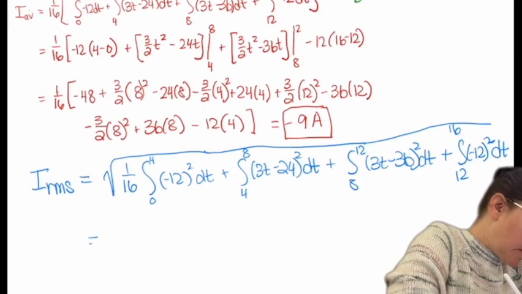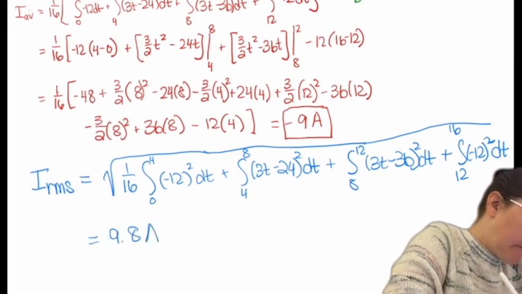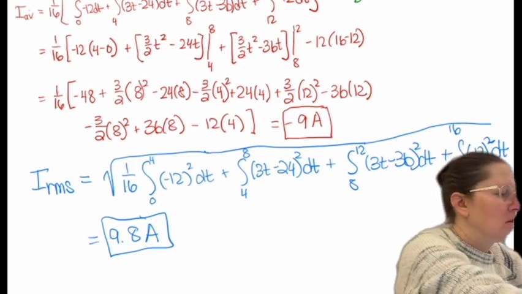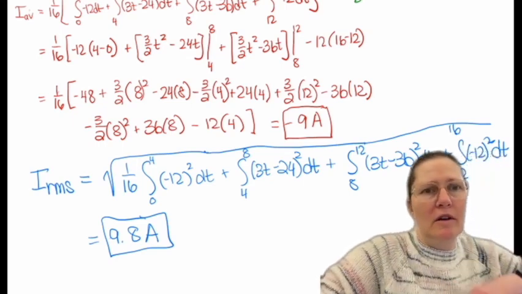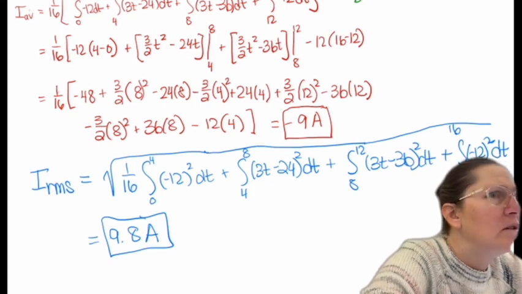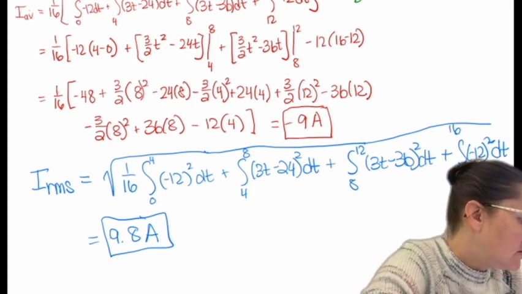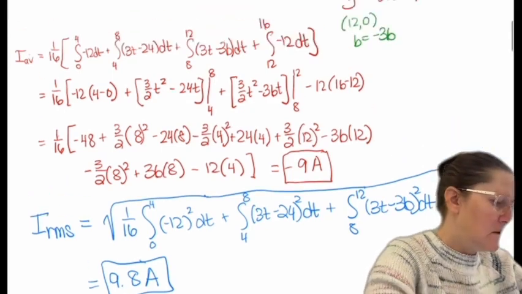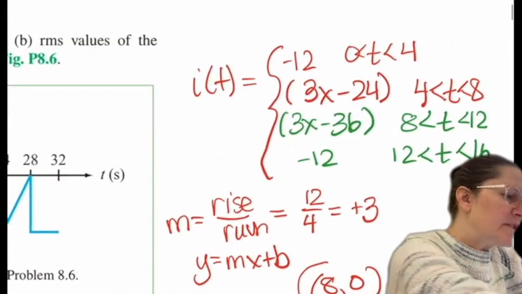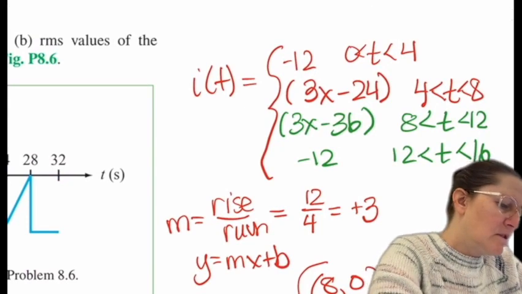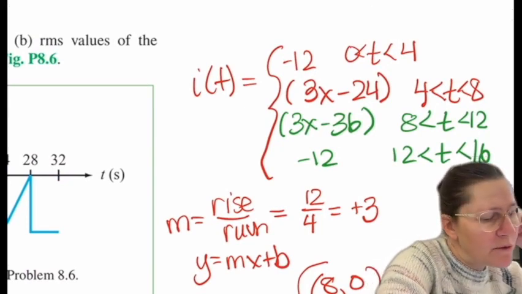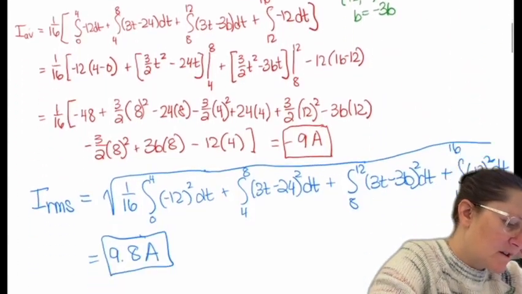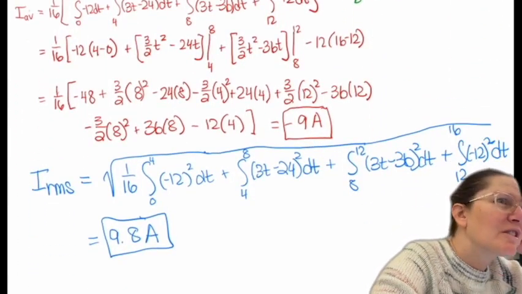You should end up with 9.8 amps. Why is there negative 12 squared in the first integral? So you take each piece of these. So you had negative 12 between 0 to 4. Yeah, that makes sense. I just forgot that there was a section for the slope.